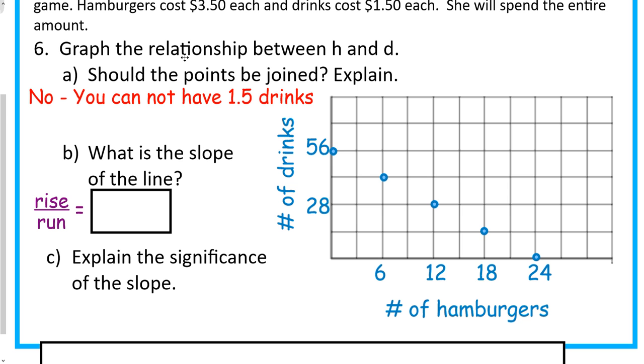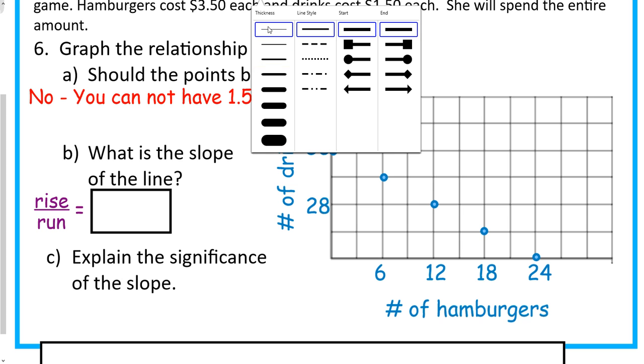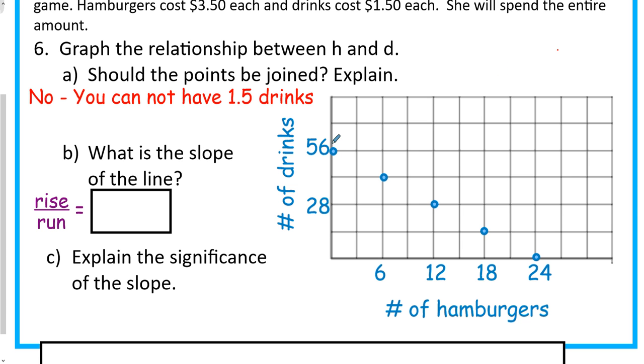What is the slope of the line? To figure out the slope, you're just looking at the rise over run. So how do you get from this point to that point here? What are you going down by and what are you going across by? You're going to go down by 14 and across by 6. So our slope is negative 14 over 6, and you can write that in lowest terms as negative 7 over 3.